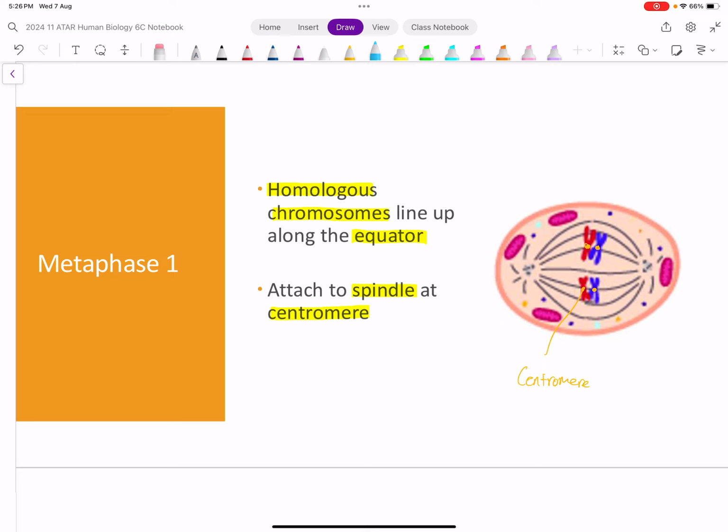On the other hand, using my blue pen, if I circle these features right at the end, they are our centrioles. And our centrioles, again, are what produce that spindle.